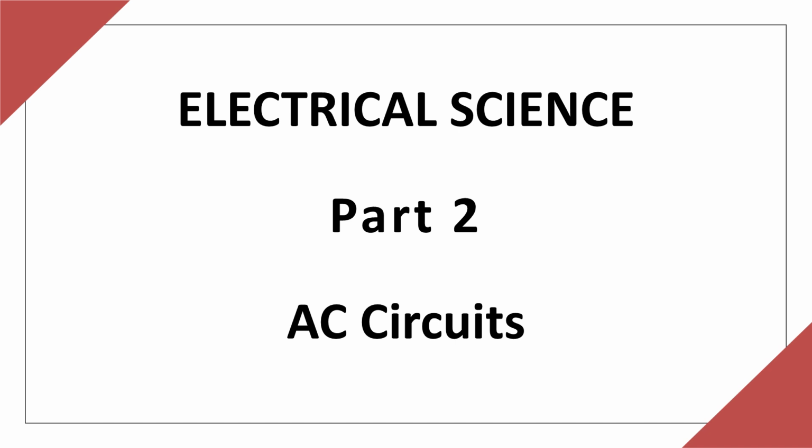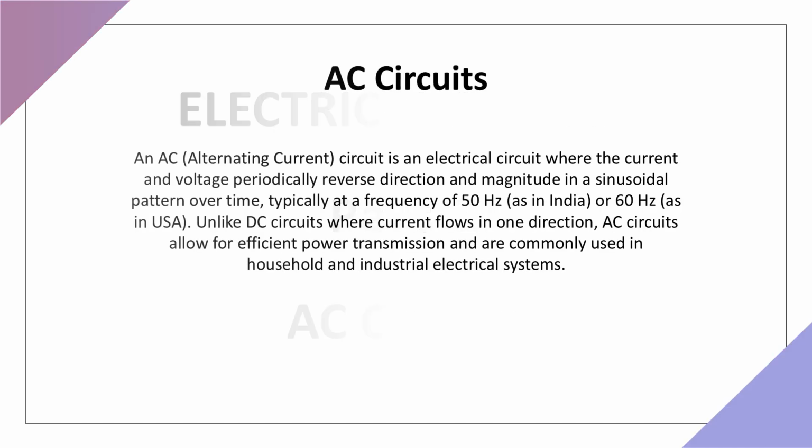Welcome to Electrical Science Part 2, where we'll explore the fascinating world of AC circuits. AC, or alternating current, is different from DC because the current and voltage in AC circuits periodically reverse direction. This happens in a sinusoidal pattern, meaning it alternates smoothly, like a wave. AC operates at specific frequencies, such as 50 Hz in India and 60 Hz in the USA.